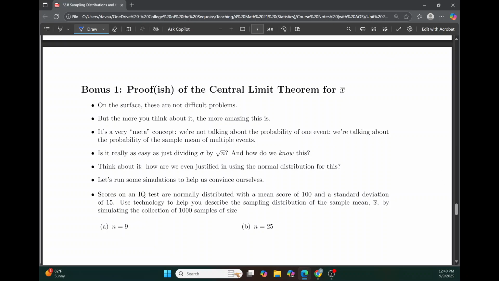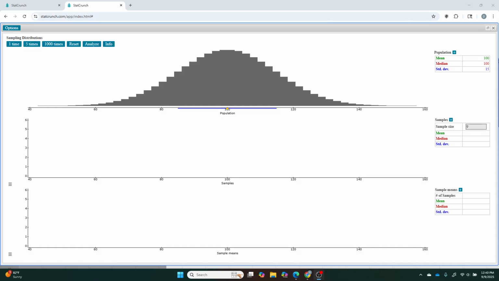So I'm going to use a tool in these videos called StatCrunch, which you don't have access to, and that's okay, because you don't need to follow along. You just need to kind of watch the video as I run some simulations.